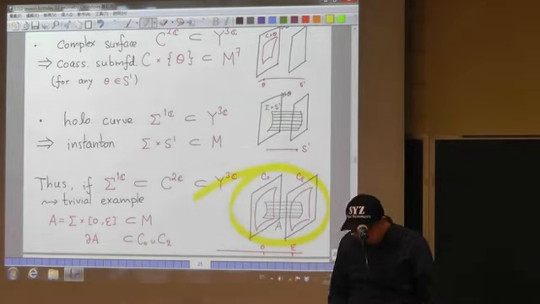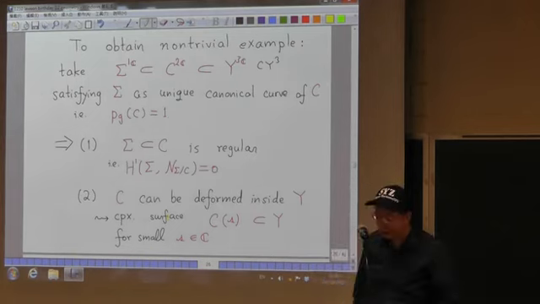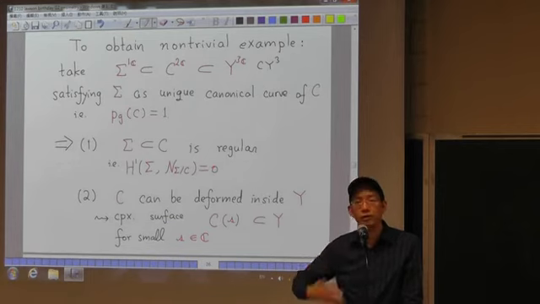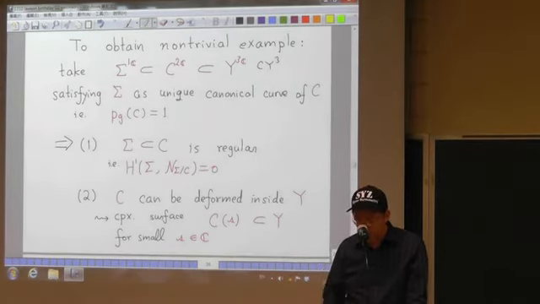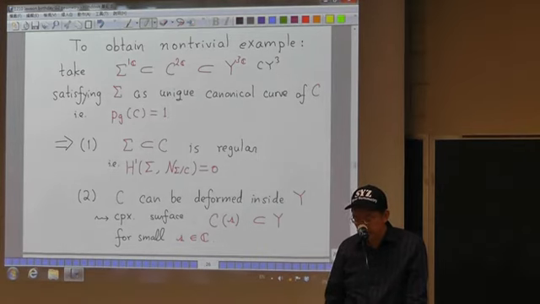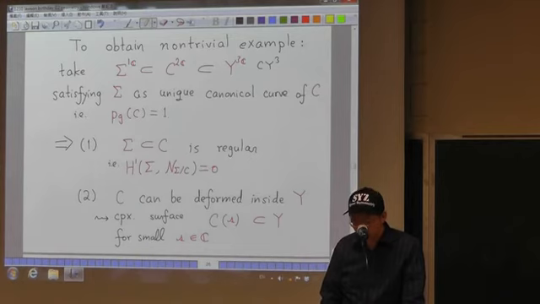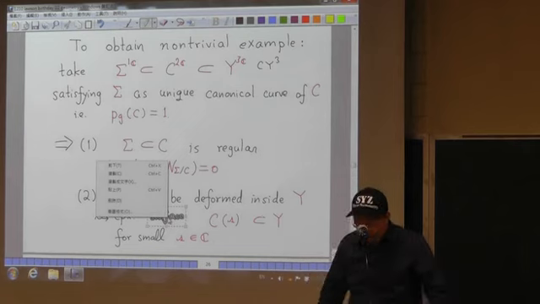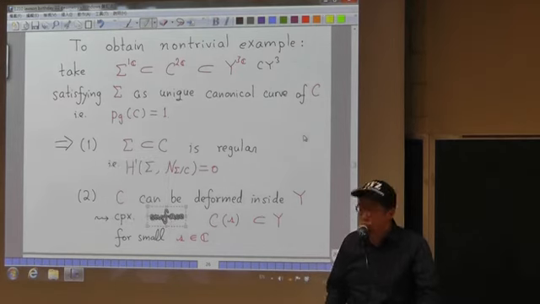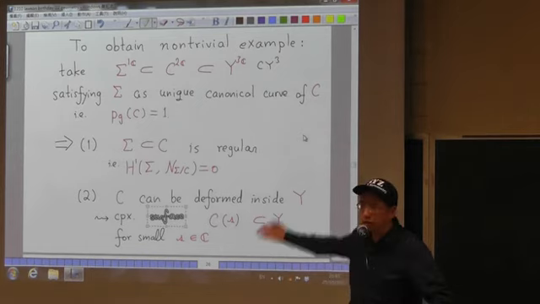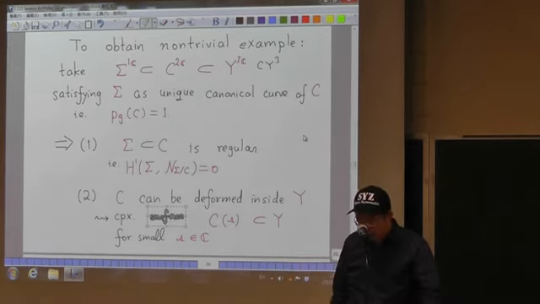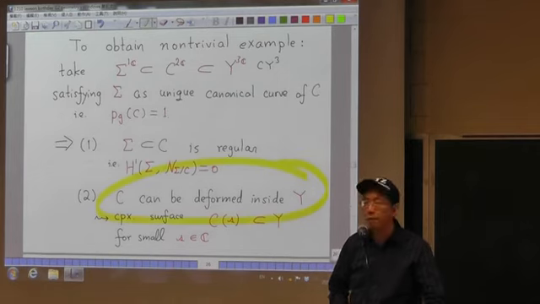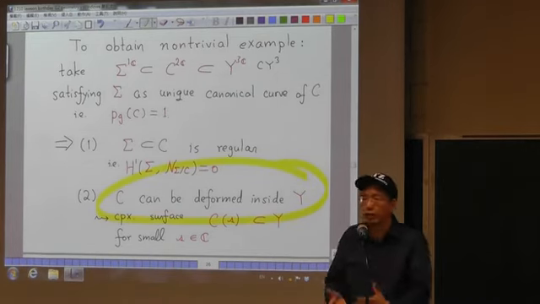Trivial example. How to make it non-trivial? Okay. So again, to make it non-trivial, we're going to find a holomorphic curve inside a complex surface inside Y with some condition. Well, the condition is that sigma, the curve, is a canonical curve in the surface, and p_g of the surface is 1. Well, it's not that important if you don't know algebraic geometry. But the condition is to ensure that the curve inside the surface is regular. This is just a Riemann-Roch type argument. And also to make sure that you have deformation. So the surface also can deform inside Y. You can just check what you need, and that is the condition.